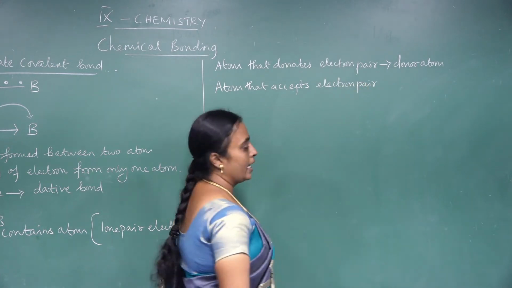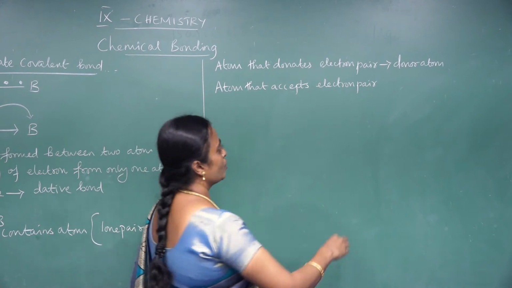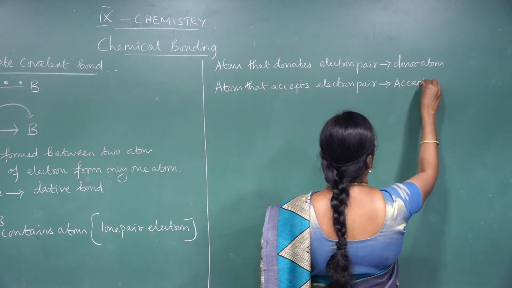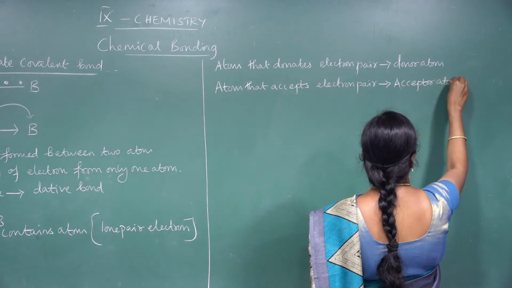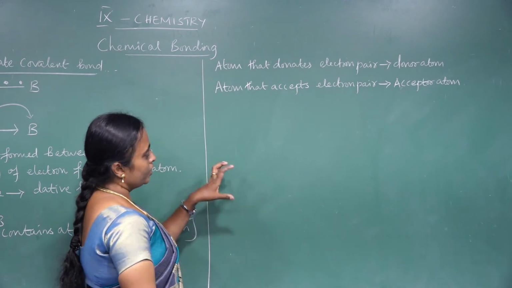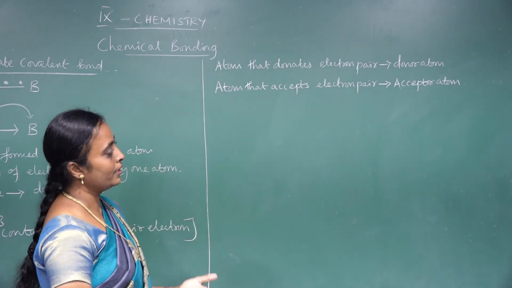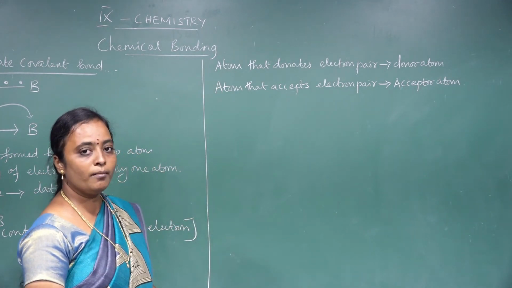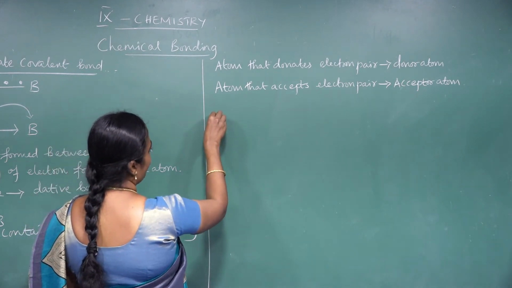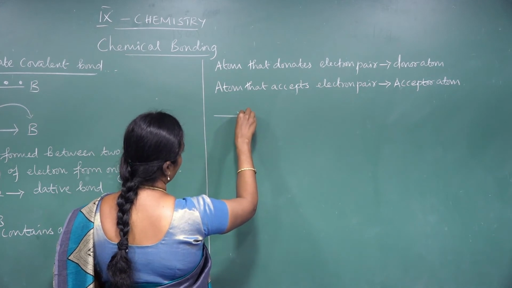Okay. That atom that accepts an electron pair is called an acceptor atom. Okay, what is called an acceptor atom. And by using this donation and acceptance, we can form a coordinate covalent bond. And usually for this coordinate covalent bond, we use this symbol.